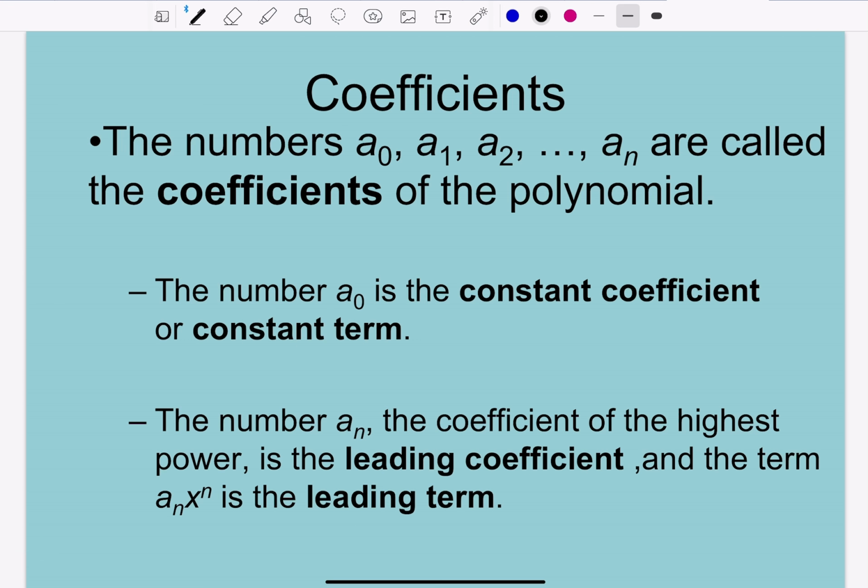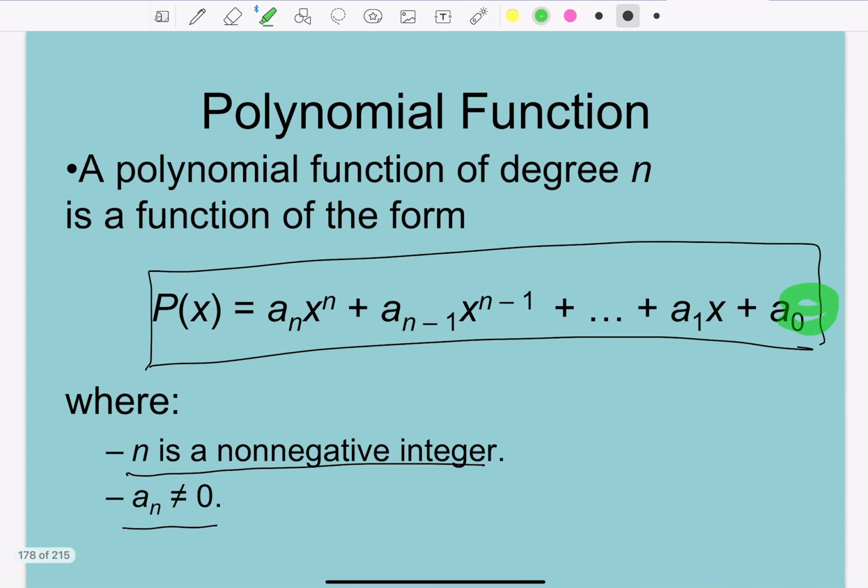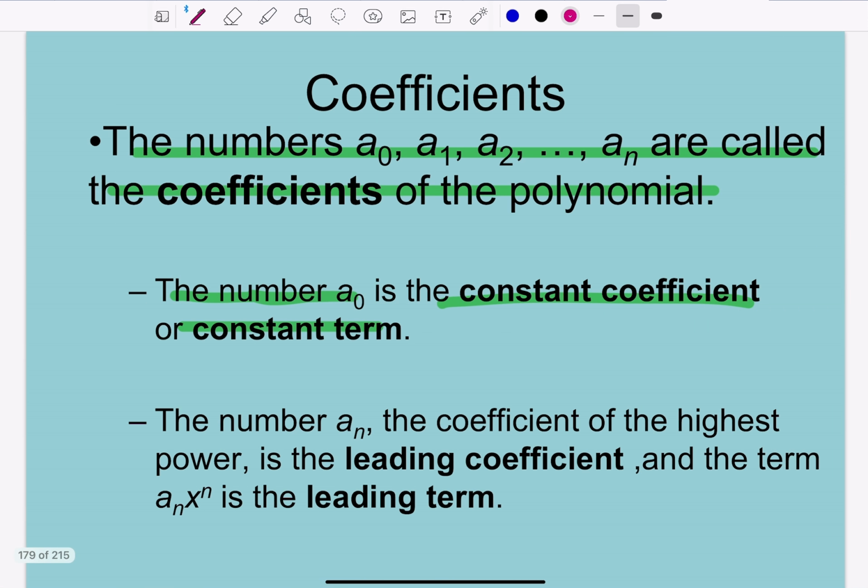Coefficients: the numbers a0, a1, a2, a3, the numbers in front of the variables, are called coefficients of the polynomial. The number a0 is called the constant term. The very last number that has no x next to it is called the constant term. And the number next to the very first term is called the leading coefficient. a n is the leading coefficient or the leading term.